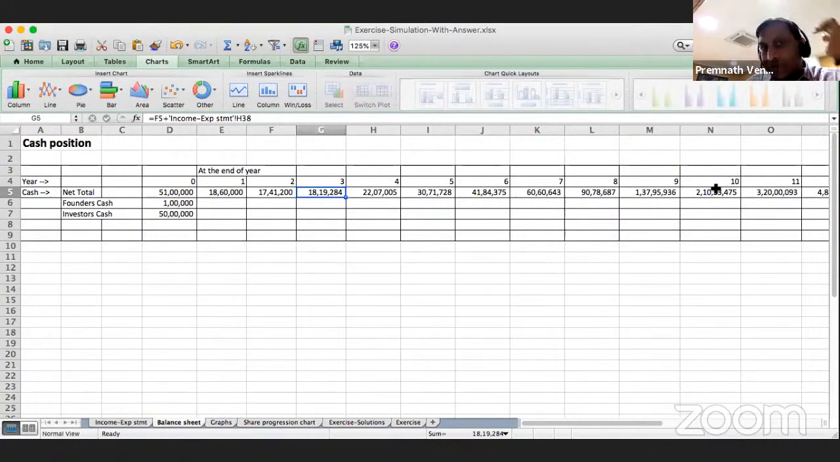So this is another calculation that you could do. In practice, you will start seeing this in the balance sheet. That it is happening as well, right?